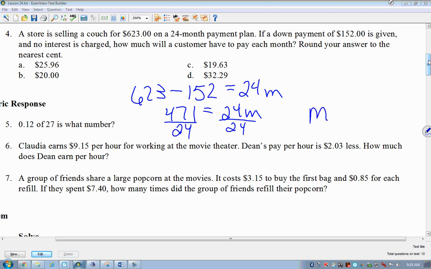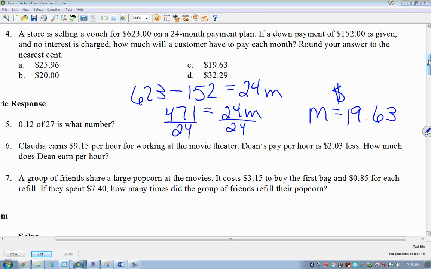What you will pay each month is $19.65. Or is it 60? Maybe I just didn't hear you right. What did you say? 19.625. So it should be 63 then. Sorry. Let's see. Yep, $19.63. So we understand how to set that up.